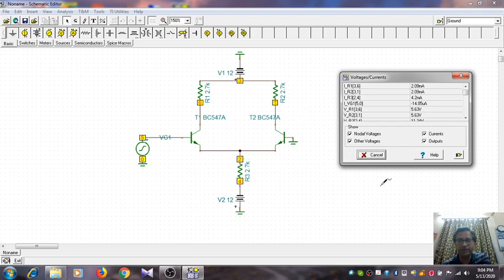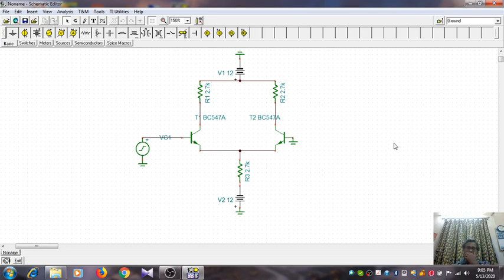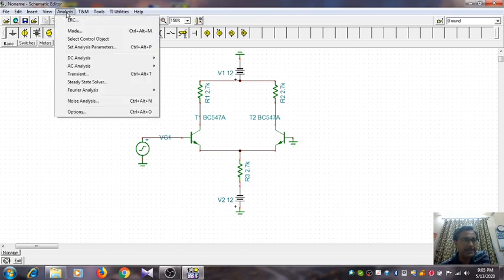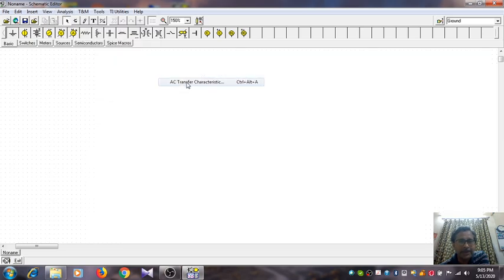So now we have to take care of the AC operation, because the biasing is proper. Okay, next we shall go to the AC analysis. So let us go to the AC analysis. Here we find the AC transfer characteristic. If you want to make, for example, the AC transfer characteristic.